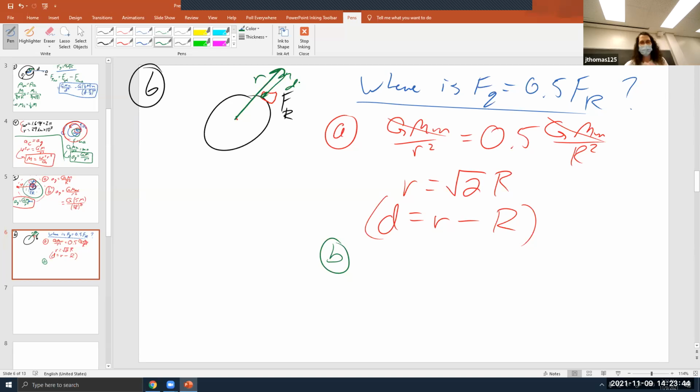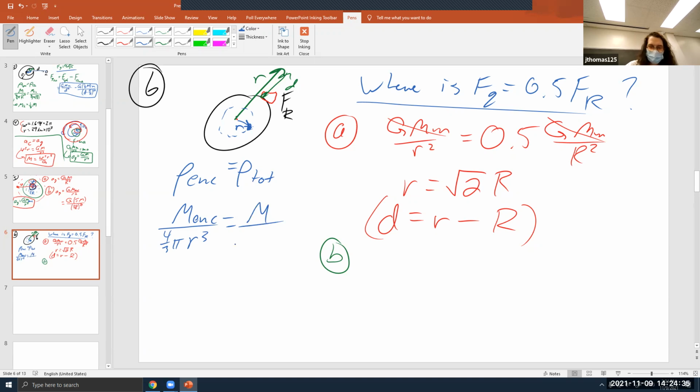Part B, we're going to drop the apple into the planet, and it's going to land somewhere inside. And we're going to do the same thing we did in the last problem. As it goes into the planet, there's going to be a little imaginary Gaussian sphere defined by r, the distance from the center. And again, within that sphere, density is going to be constant. So our density enclosed is equal to our density total. Our enclosed density is the M enclosed, which we are after, divided by the volume enclosed, which is 4/3 pi little r cubed. This has to be the same as the total density of the planet, which is the total mass, big M, over the total volume, which is 4/3 pi times big R cubed.